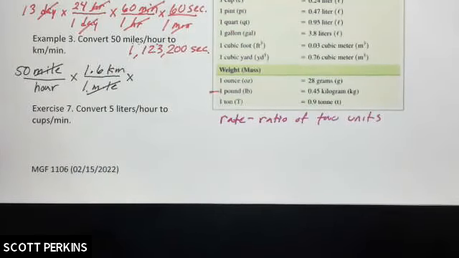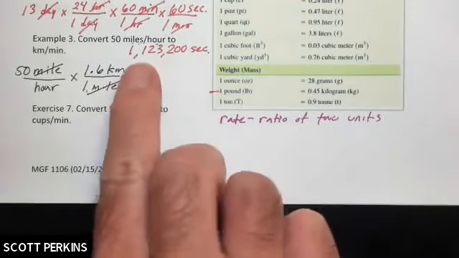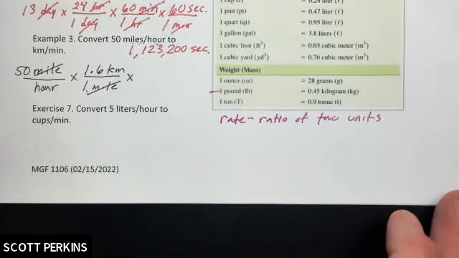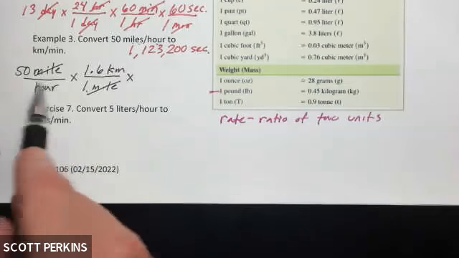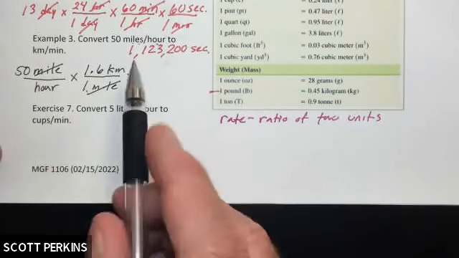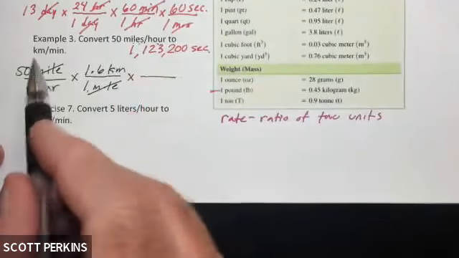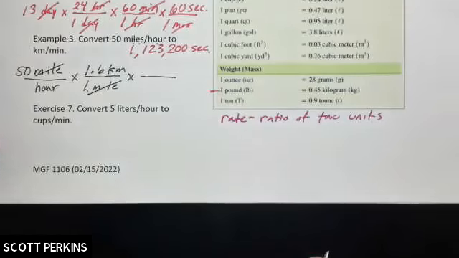So now what I have, if I didn't go any further than this, what would the units of my answer be? Kilometers per hour. Yeah, okay, I have kilometers on the top. I still have hours in the bottom. But that's not what I asked for. I asked for kilometers per minute. So now what I've got to do is change the hours into minutes.